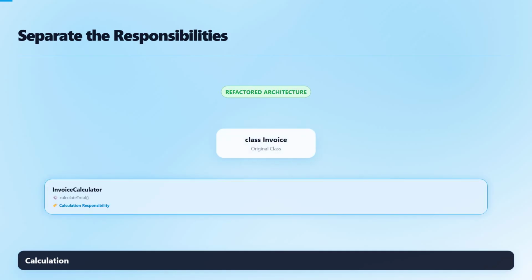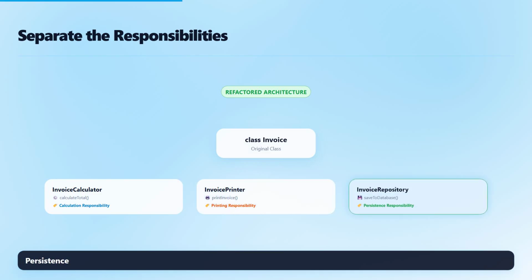Once the three reasons to change are clear, we can separate them deliberately. Move the calculation responsibility into an InvoiceCalculator whose job is to calculate invoice totals. Printing can live in an InvoicePrinter. Changes to invoice layout or formatting belong there, so they no longer force the calculation class to change. Persistence can live in an InvoiceRepository. Database or storage changes are isolated from calculation and printing instead of sharing the same class boundary.